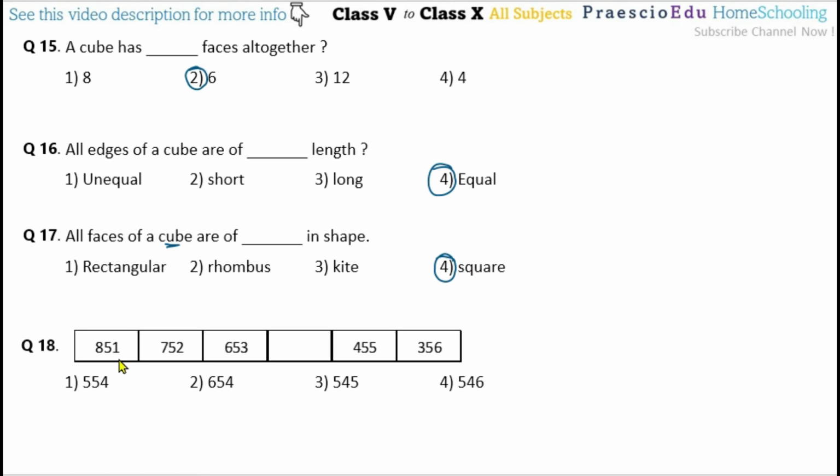Then question number 18, so here this is a pattern. At the hundreds place, here 8, then here 7, 6, after this one blank, and then 4, 3. So here 5 should be there. In the middle, 5, 5, 5, 5 here, and here also should be 5. Then at the unit place 1, 2, 3, then blank, and then 5, 6. So here 4 should be there. So 5, 5, 4. This is given in option number 1.